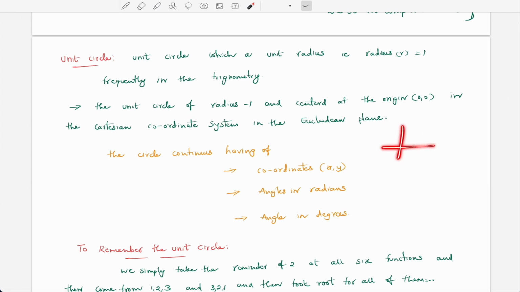I can do a graph over here. So I hope you do that. So the circle continues having a coordinate. So what is a coordinate? Like x1, y1, x2, y2. There are 2 points, right?